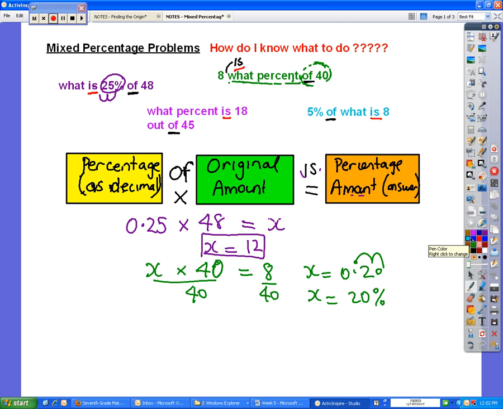Okay, let's just have a look at this light blue one. We're running out of space here. So let's look for percentages. Do we have any percentages? Oh yep, there we go, we've got our 5%. How do we change that?